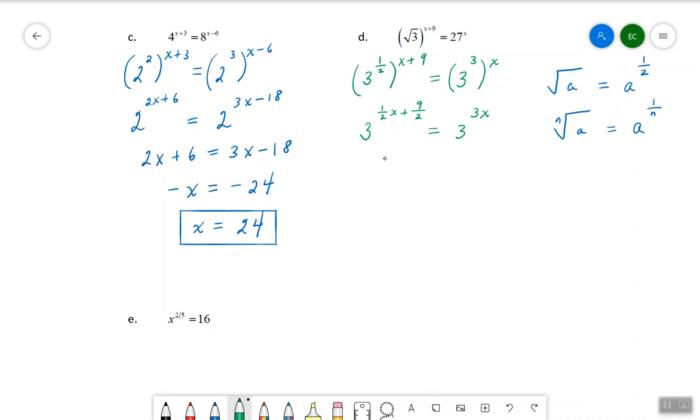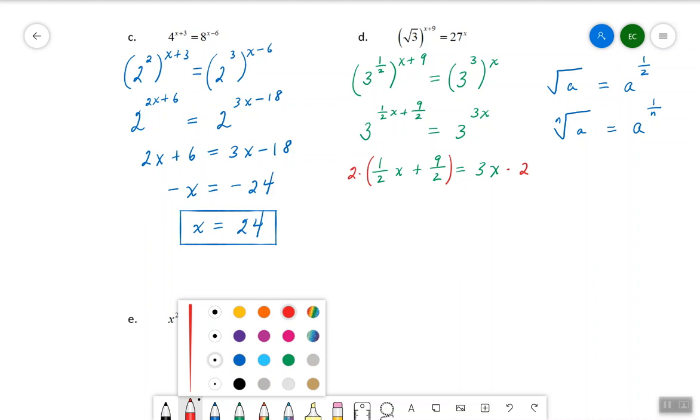Bases are the same, so we'll set the exponents equal. 1/2 x plus 9/2 is equal to 3x. There's more than one way to solve this problem. Back at the very beginning of the semester, we learned to clear out the fractions in an equation like this. So let's try that. Let's multiply by the least common denominator, that's 2.